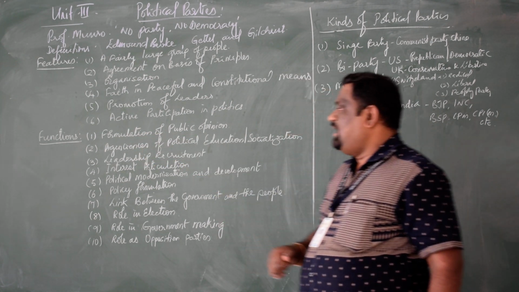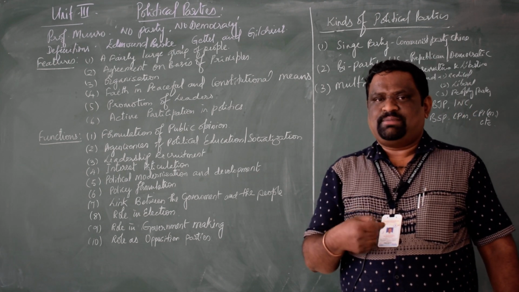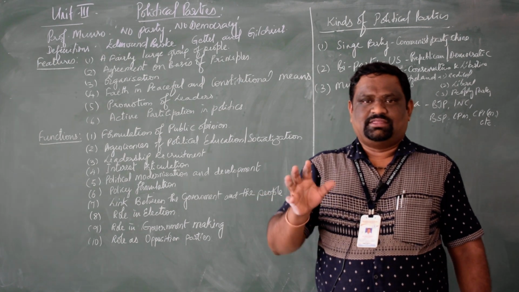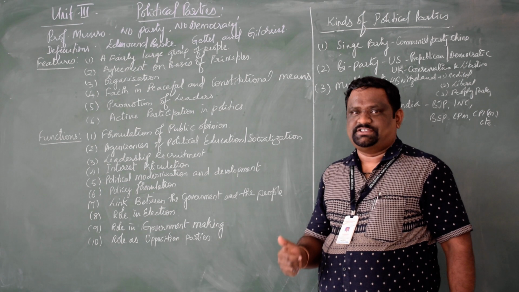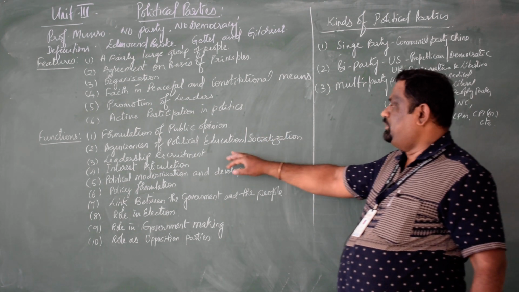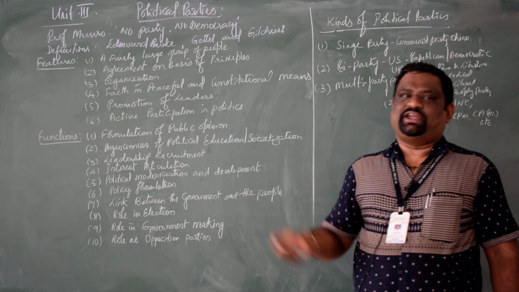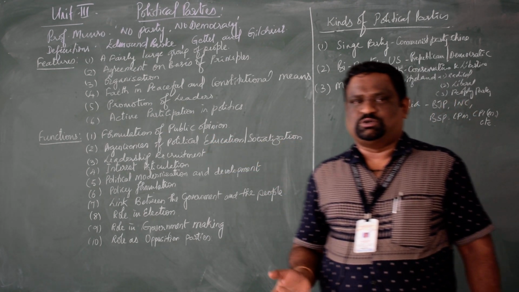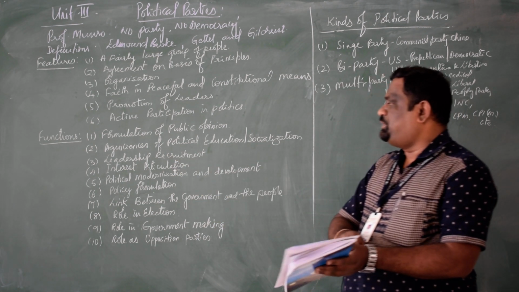Coming to the second point, agencies of political education and socialization. See, for example, if somebody wants to do his masters or graduation or any other degree, there are schools, colleges and other things. But there is no such agency or institution to promote leaders or to educate the people in terms of politics. Here the political parties, through their organization, educate them, and it even leads the social life.